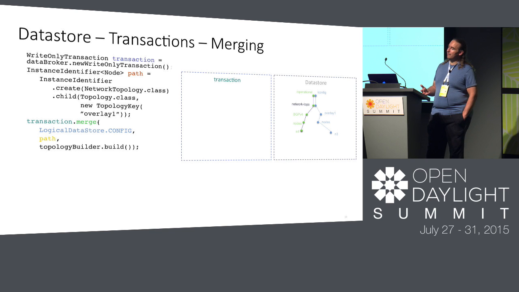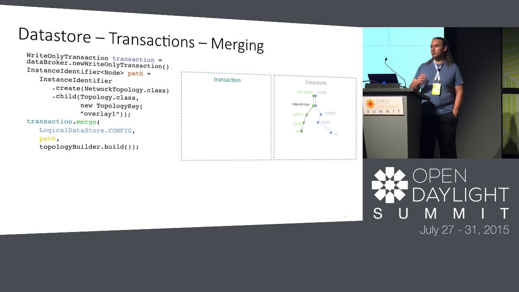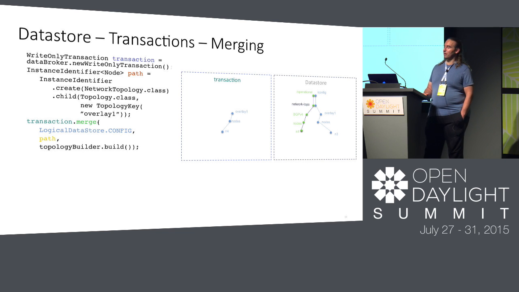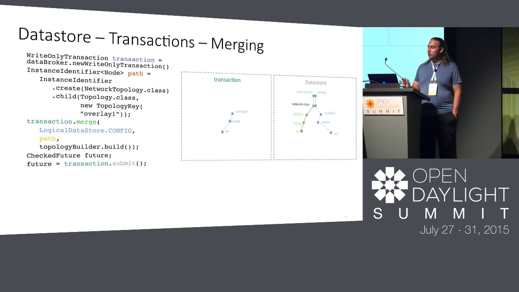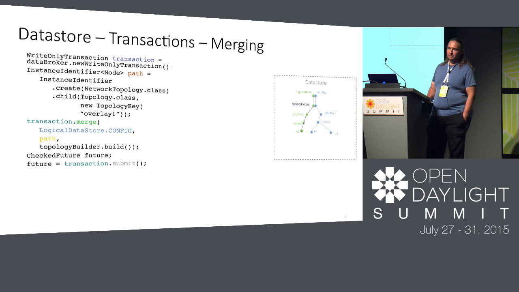So I can then go through and say, I'd like to merge into the config data store this path that I'm pointing to with this instance identifier, and I'm going to build a particular topology for it. Now let's just say this is the topology that I'm dealing with. The topology contains the overlay 1 node. It contains a list of nodes that only has this new node N4. But I'm merging. So when I do a transaction.submit, it doesn't replace overlay 1. It merges with it. So the new node that lives under it comes in, and because it doesn't already exist, it comes into existence.